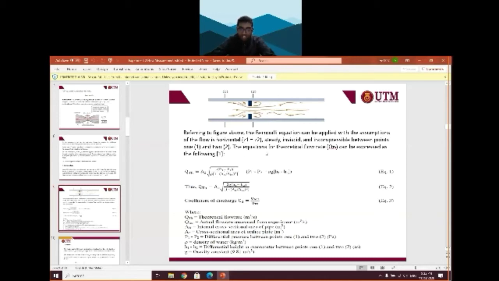The equation for the theoretical flow rate, QTH, can be expressed as the following. So this is the equation to find the theoretical flow rate. Here's the equation to find the difference of pressure from point 1 to point 2. And this is the equation to find the coefficient of discharge, which is actual flow rate over theoretical flow rate. The actual flow rate we will get from the experiment itself, from the rotameter.